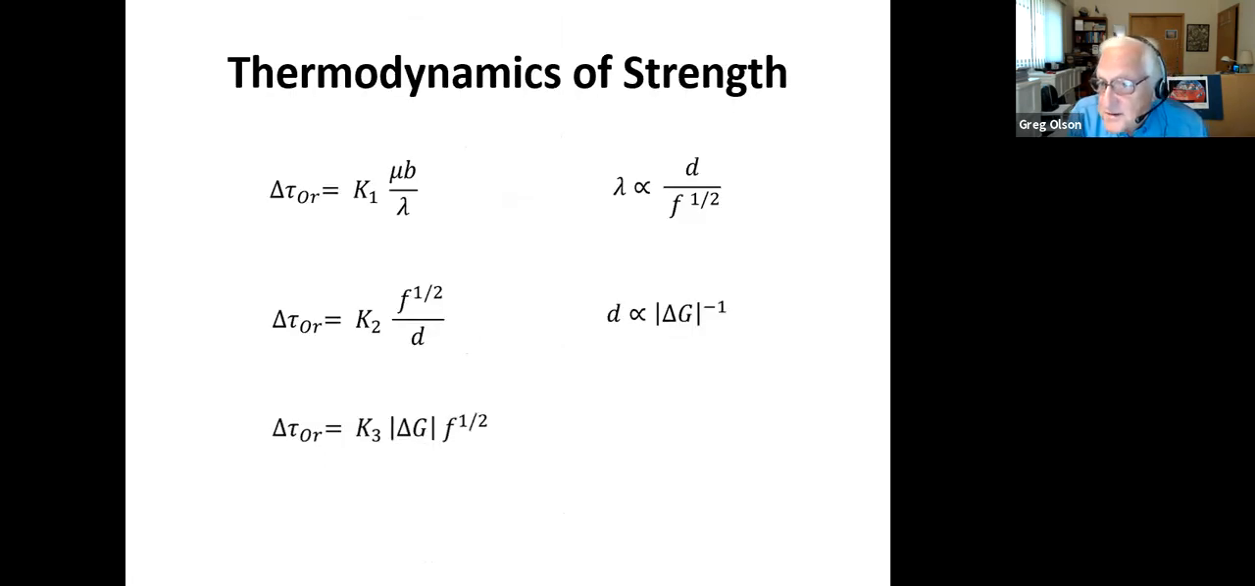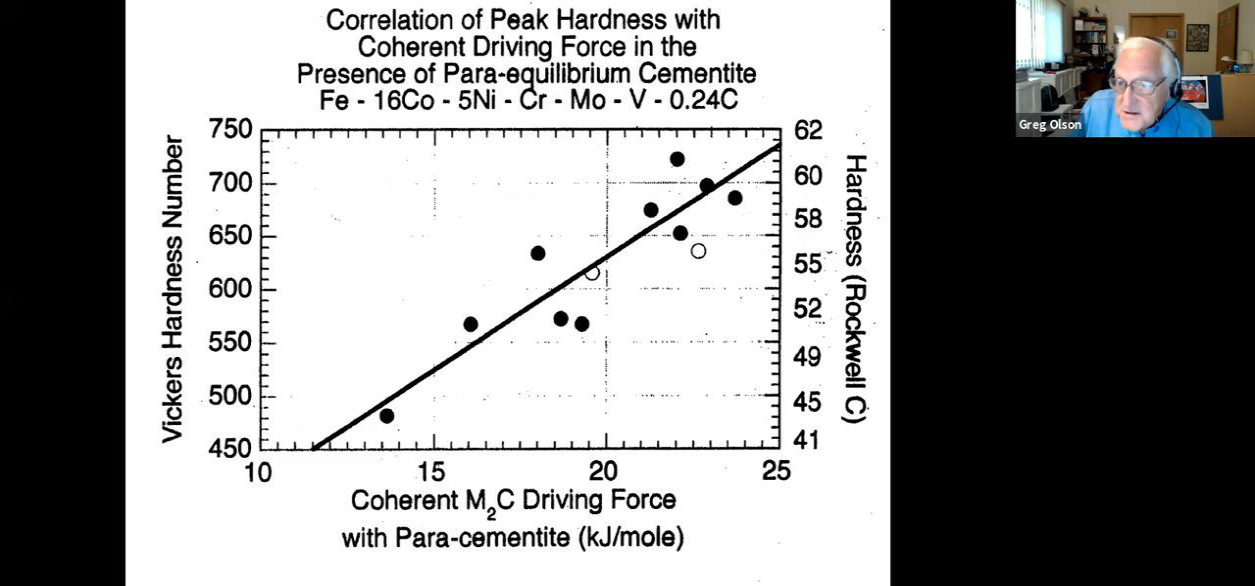thermodynamic-based approach to strengthening efficiency that's summarized by this derivation here, starting with the Orowan precipitation strengthening contribution and predicting that it should not only scale with phase fraction to the 1/2 power, but actually directly with the magnitude of the precipitation driving force. A series of experimental cobalt nickel steels were made with a fixed carbon content and thereby fixed final phase fraction that validated this prediction.